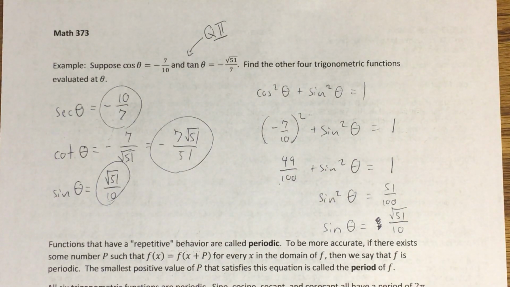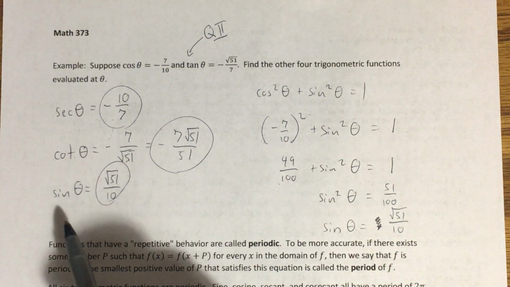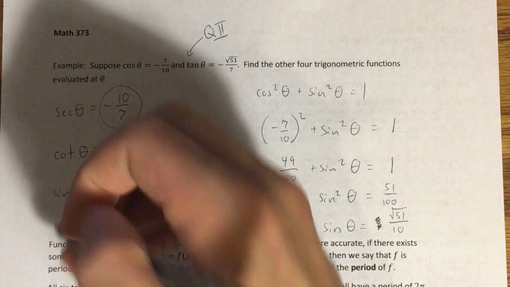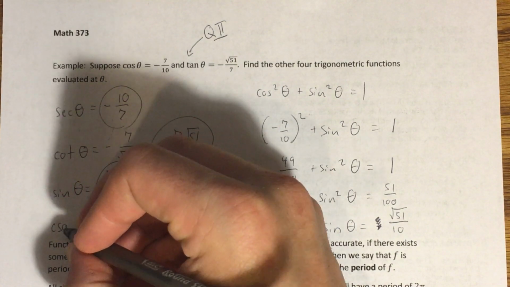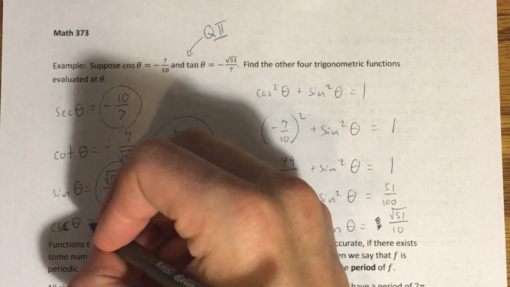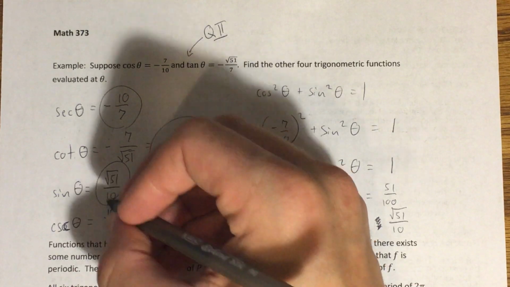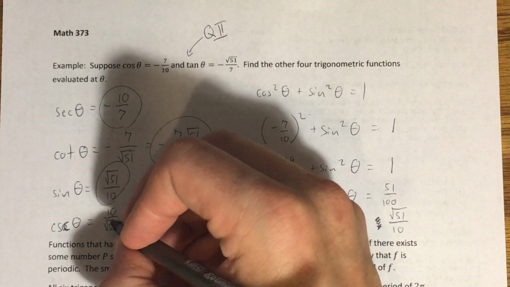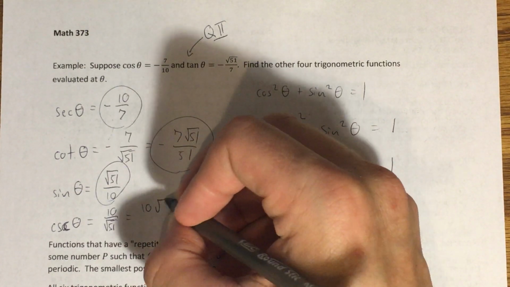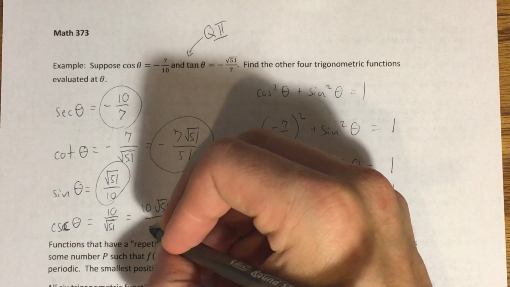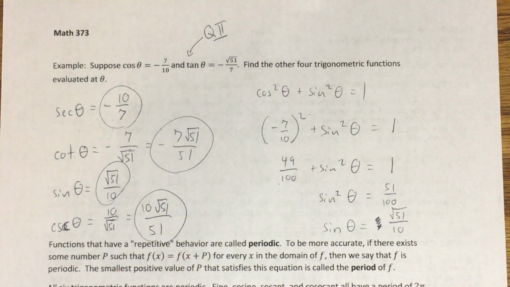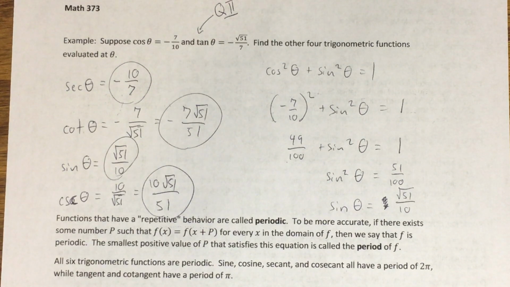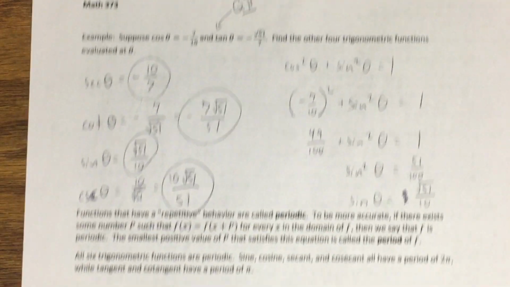One left to go. Cosecant of theta. Well, I can find cosecant of theta pretty easily now because cosecant is the reciprocal of sine. So I take cosecant of theta, flip my sine over, 10 over root 51, and then rationalize. 10 root 51 over 51. And there's all four of my solutions. Okay? Just a little bit left to cover here.